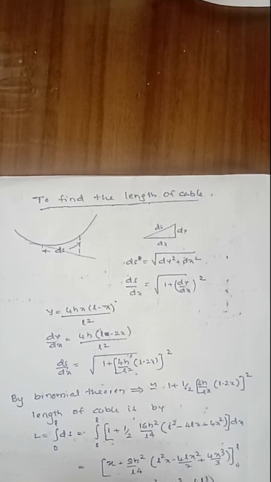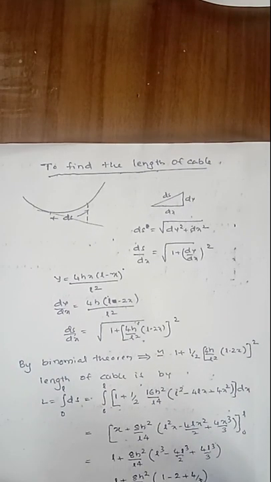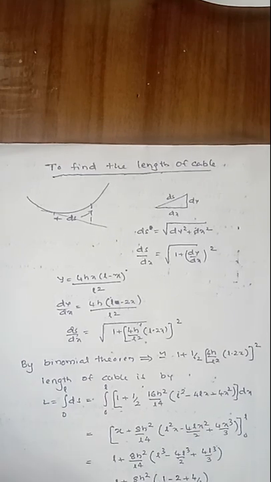After simplification, L becomes L plus 8 h square divided by 3L. This is the solution for the length of the cable.